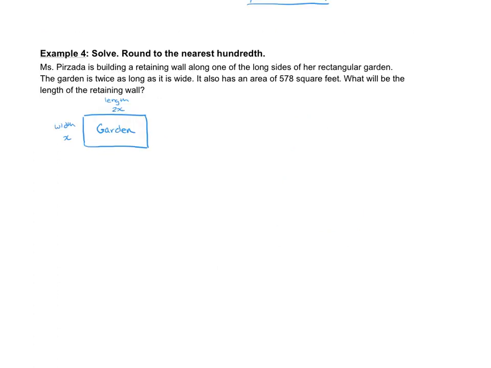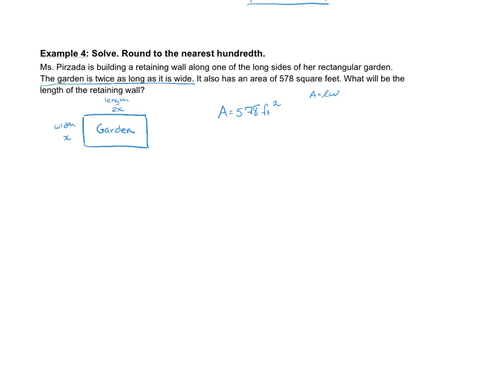Okay, for this I drew a picture of what is stated here. So we have a rectangular garden. The garden is twice as long as it is wide. So for the width I put x and the length I put 2x. It's going to be twice as long. And I know that it has an area equal to 578 feet squared. Remember, area comes from length times width, or base times height, for a rectangle.